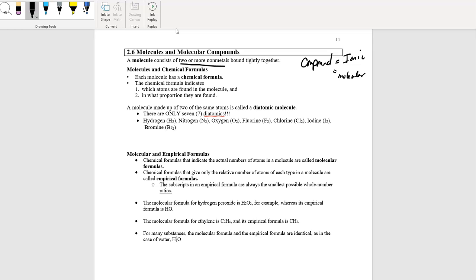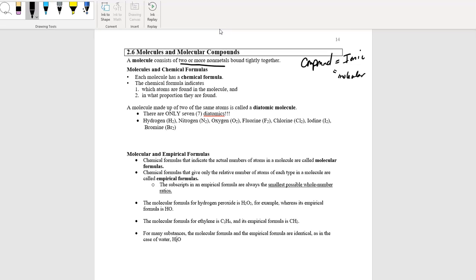So when you have sodium chloride, that's a compound because it's an ionic bond. But you can't call sodium chloride a molecule because it's not a molecule. I know sometimes the distinction between molecule and compound can get a little bit confusing. So just connect it this way: if you have nonmetals only in that bonding type of structure, then it's a molecule.